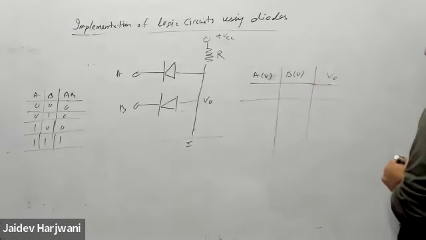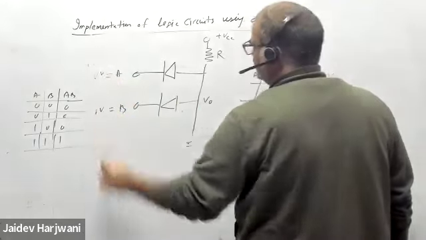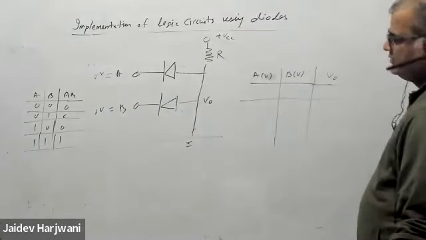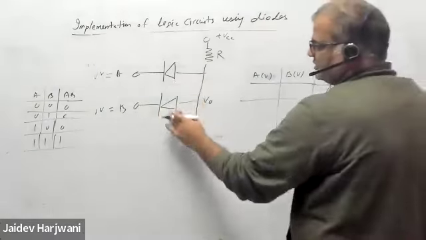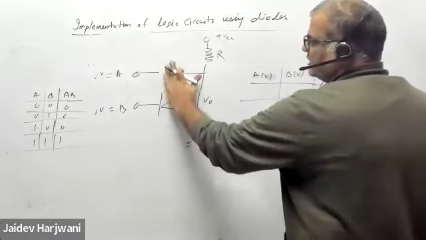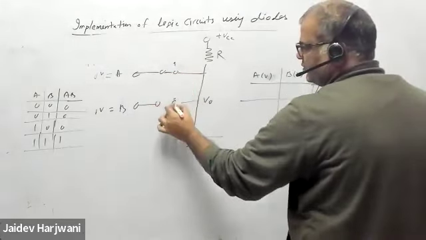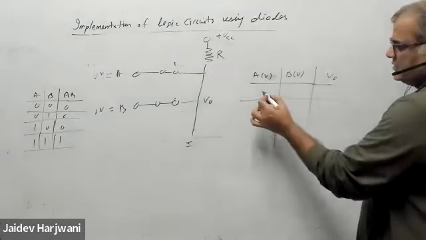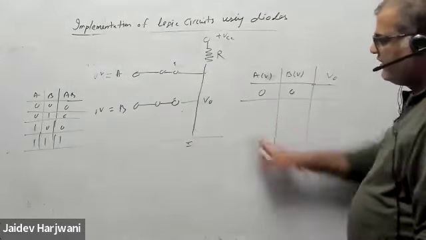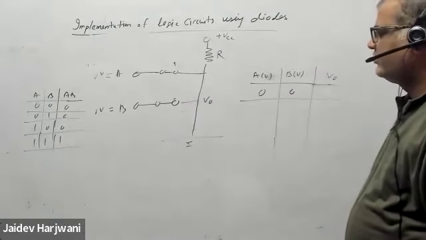So I say this is initially 0 volt, 0 volt. If this is 0, this is 0, both are conducting. Yes or no? Both are conducting. It becomes a short circuit. Tell me, this is 0 volt, 0 volt. What is the value of V naught?